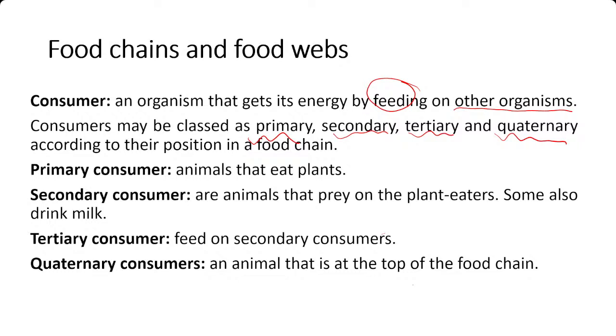So we have four types of consumers. Consumers can be classified as primary, secondary, tertiary, and quaternary according to their position in a food chain. A primary consumer is an animal that eats plants. Secondary consumers are animals that prey on plant eaters. Tertiary consumers feed on secondary consumers, and quaternary consumers, an animal that is at the top of the food chain, feed on the tertiary consumers.